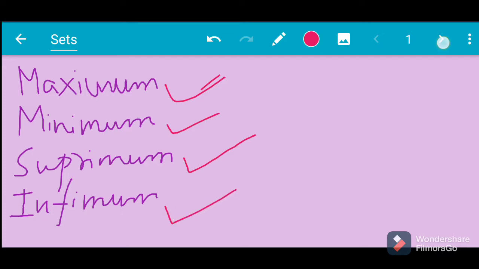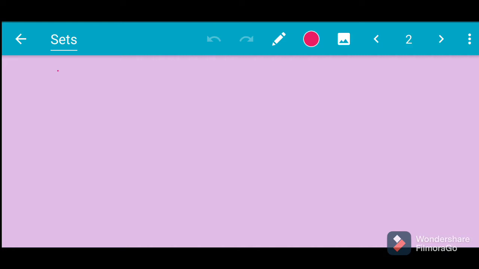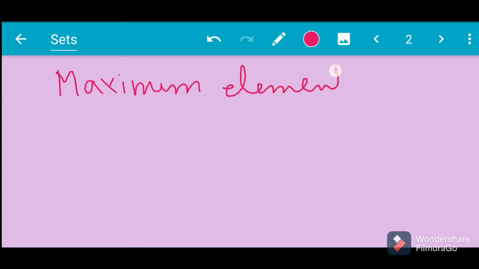Okay, so let me begin with maximum and minimum element. Maximum element of a set, and similarly minimum element.